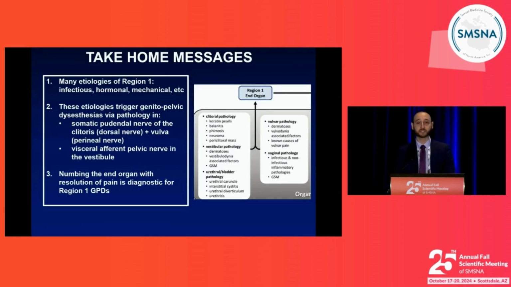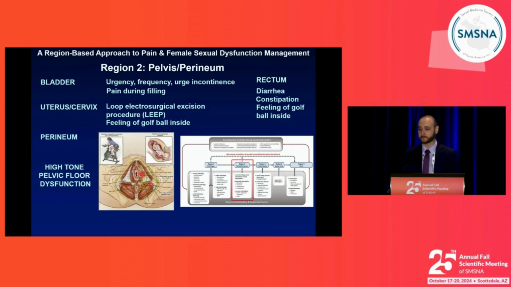Take-home messages for Region 1 disorders. There are many etiologies: infectious, hormonal, mechanical, etc. The etiologies trigger genital pelvic dysesthesias and pain via pathology in the somatic pudendal nerve of the clitoris and the vulva, and the visceral afferent pelvic nerve of the vestibule. Ultimately, numbing the end organ, in other words, the vestibule itself, or the clitoris or the vulva, with resolution of pain is diagnostic of a Region 1 genital pelvic dysesthesia.